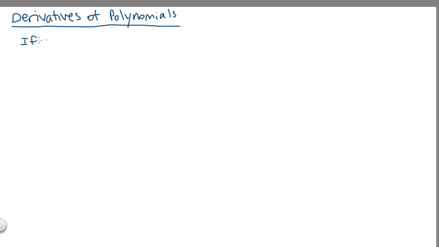In this video, we're going to take a look at derivatives of polynomials. And let's start by just summarizing some of the key rules that we're going to be using. So first rule, if we have a function that is equal to c, c is just a constant, so any real number, then the derivative of that function, f prime of x, is equal to 0.